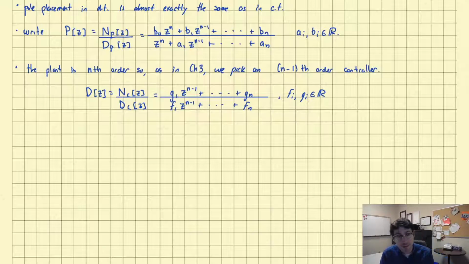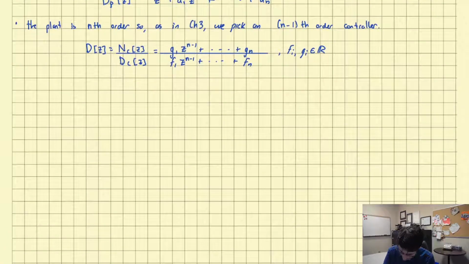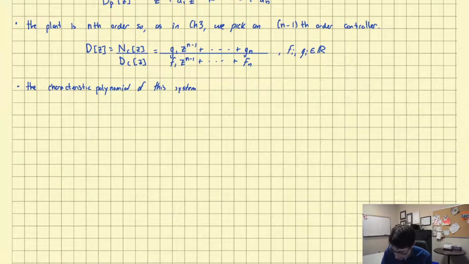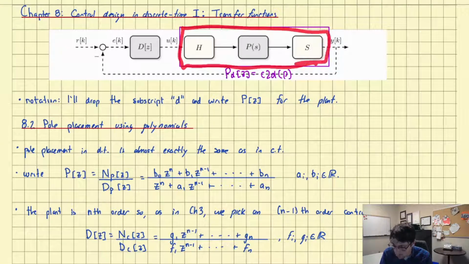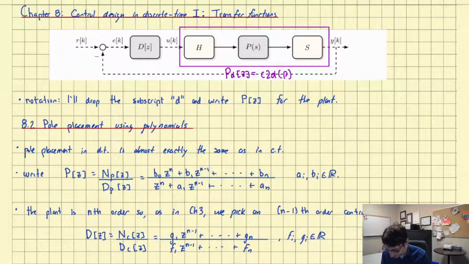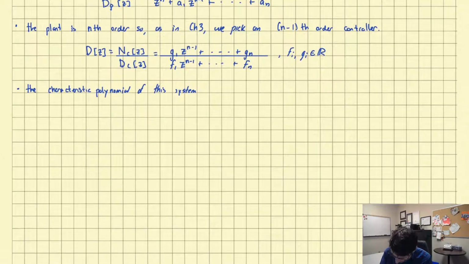Now, if we're doing pole placement in continuous time and we had an nth order plant and an n minus 1th order controller, then we would get a characteristic polynomial which is order 2n minus 1. So the characteristic polynomial of this system, as we saw in chapter 6. And when I say this system, of course, I mean this discrete time system up here, where again, we are now ignoring the intrasample behavior. We are treating this as a discrete time system, and so we can use our ideas from chapter 6. And we remember that it has the same form as continuous time.